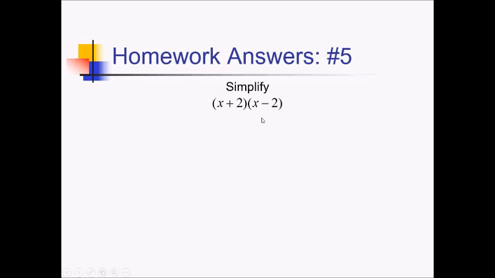On this problem, we're trying to simplify something in the format of a plus b times a minus b, conjugates. So our answer will have the form of a squared minus b squared. For a squared, we just square this x here, so x squared. And for b squared, we're squaring the 2, so we're going to have x squared minus 4.